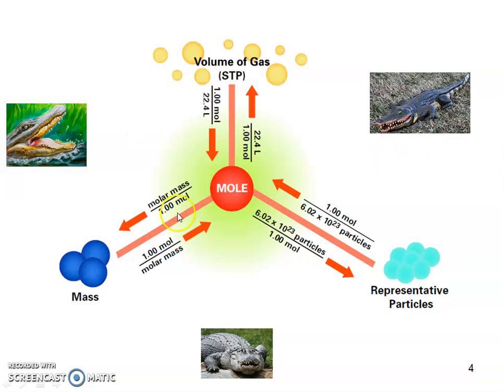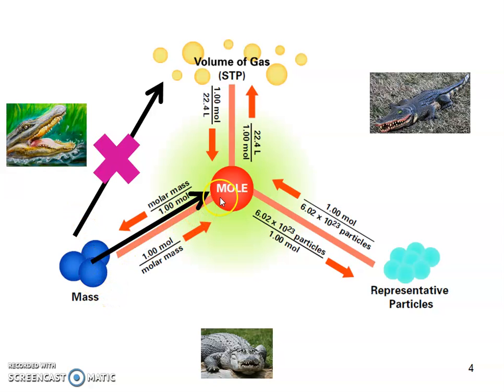So notice how I added those alligators. Let's say I wanted to go from gram island to volume island. So they gave me a mass amount and I want a liter amount. Well, notice here, I can't go that way, because those alligators would eat me up. So what happens is I have to go through the bridges. I have to go from mass to mole and then mole to volume.